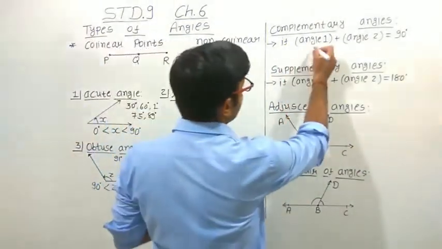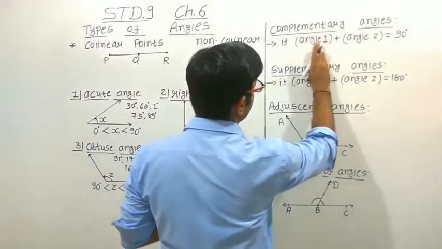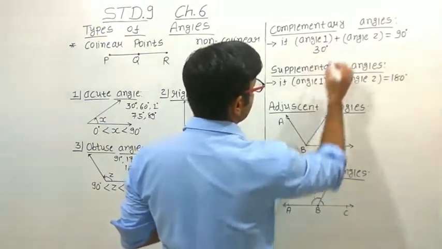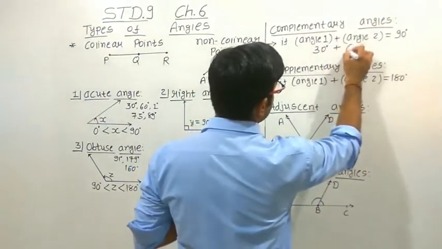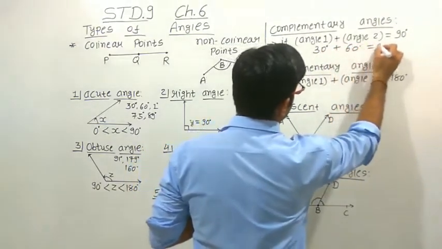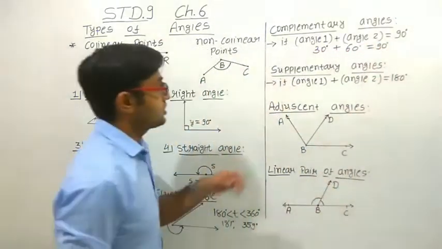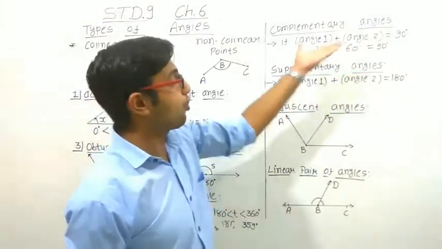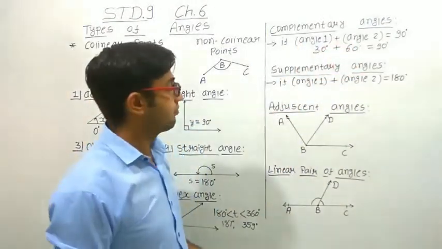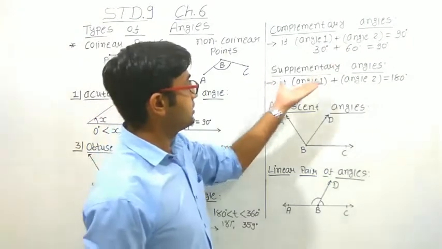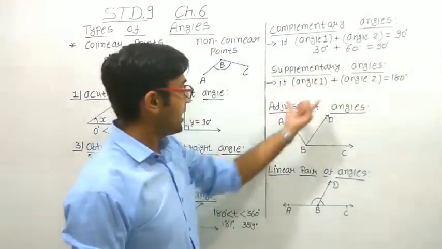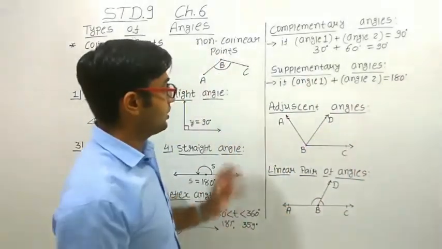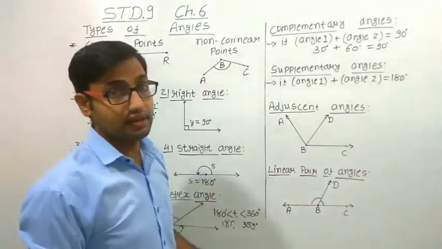Like, one of the angles is, let's suppose, 30 degrees, and the second one must be 60 degrees, so that the total will be 90 degrees. So this 30 degree angle and 60 degree angle, both these angles are making a pair of complementary angles. In the same way, the second terminology is supplementary angles. If the addition of two angles is equal to 180 degrees, then those two angles are called supplementary angles.